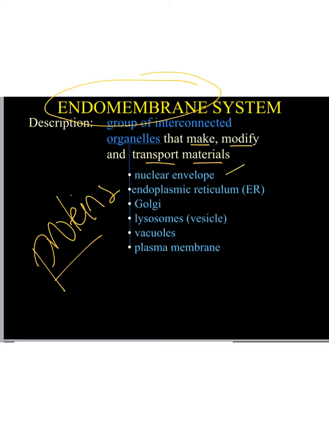We'll start with the nuclear envelope, which we've already talked about. We'll talk about the endoplasmic reticulum. So proteins are made here. They then travel to the Golgi. They then travel through vesicles or lysosomes. We'll talk about a vacuole. Mostly this is going to be in plant cells. We'll talk about the vacuoles. And then we'll talk a little bit more about the plasma membrane, but we're going to spend a whole chapter on that in chapter 7.